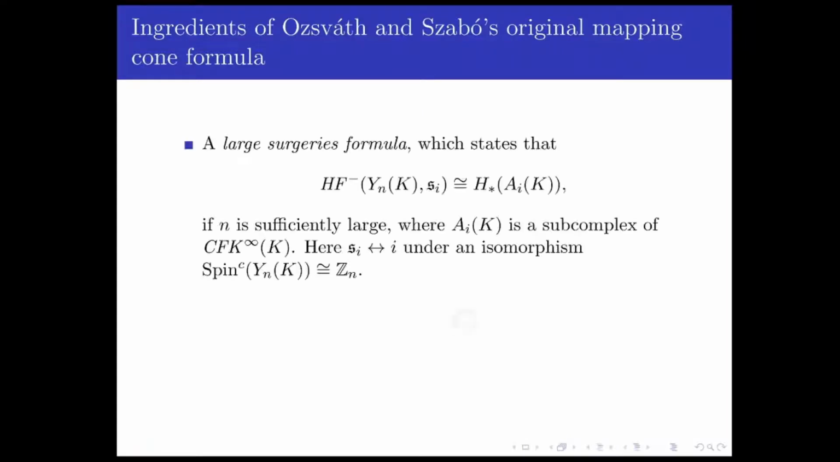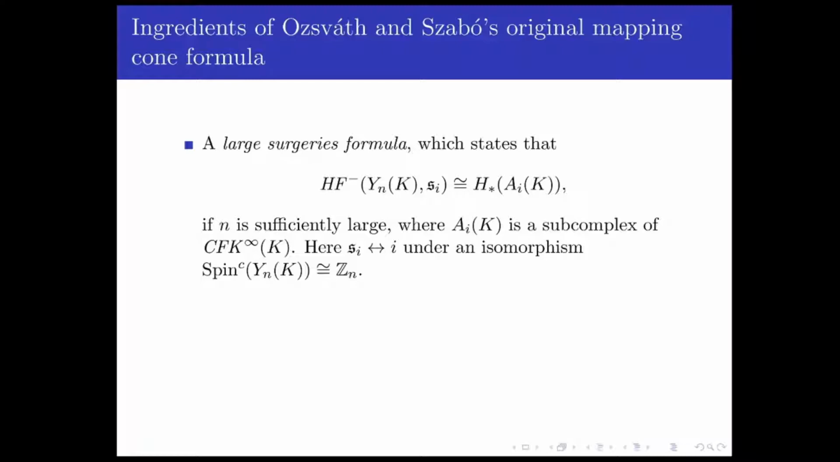Okay, so the proof is somewhat analogous to the original proof that Ozsváth and Szabó gave for their mapping cone formula. So let's review a few of the ingredients. The first ingredient in their mapping cone formula was a large surgeries formula, which we covered in part 1 briefly. This states that the Heegaard Floer homology of a large surgery on a knot, where the surgery coefficient n is large, in the spin^c structure s_i, is isomorphic to the homology of the complex A_i, the large surgeries complex, which is a subcomplex of CFK infinity.